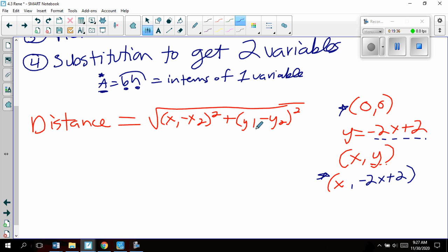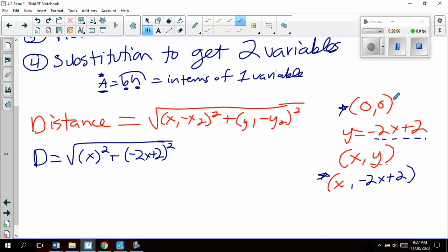I can substitute in, and so I'm going to change this to d equals to make life easier. So now I'm going to strategically put the x first, so I'd have x minus 0, so just x squared, and then -2x plus 2 minus 0, squared. All right, so here is my formula for the distance in this example between this line, y equals negative 2x plus 2, and my origin 0, 0.